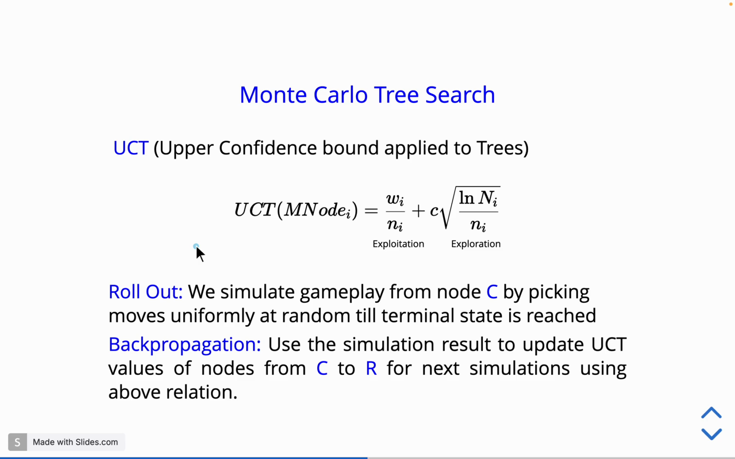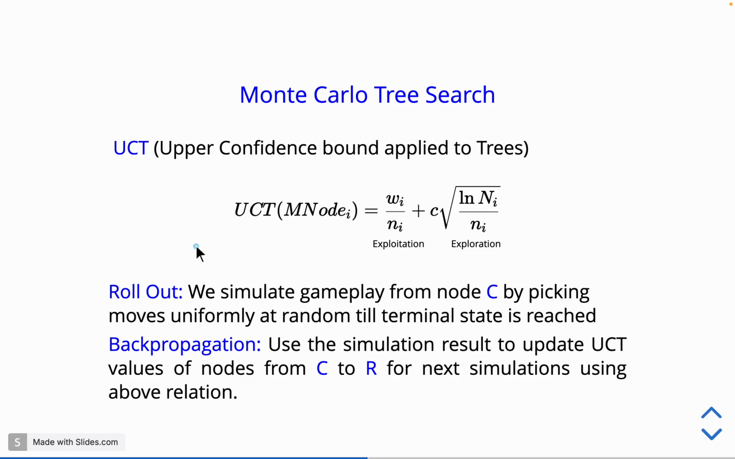But we also want to explore the nodes as we go along. So the inversely proportional relation to the N_I, which is basically how many times it was simulated, gives us that effect. So as the number of times the parent is simulated increases, this fraction increases and UCT of that node increases and the probability that it will be simulated increases.